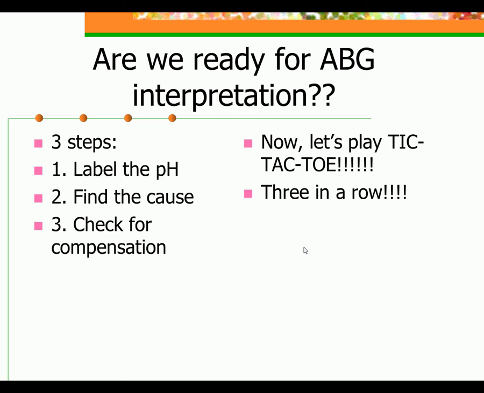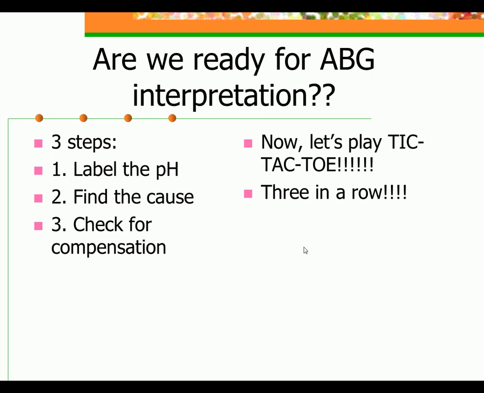The third step, though, is check for compensation. Compensation can be one of 3 things. You can have complete compensation, partial compensation, or no compensation. And that article does an excellent job of also explaining the types of compensation.